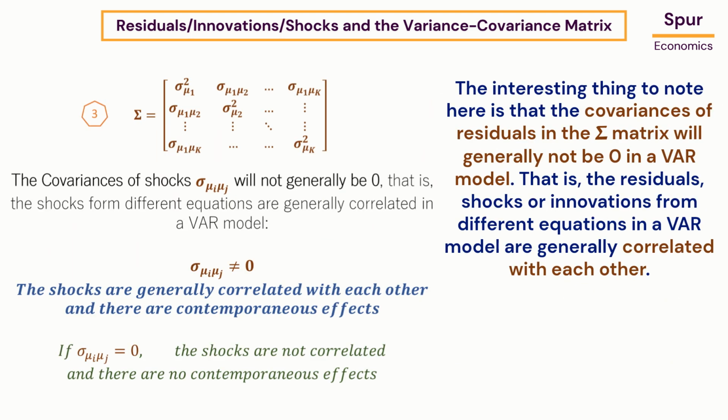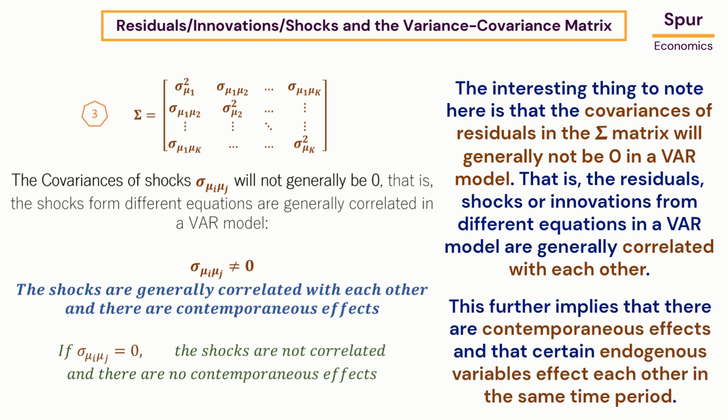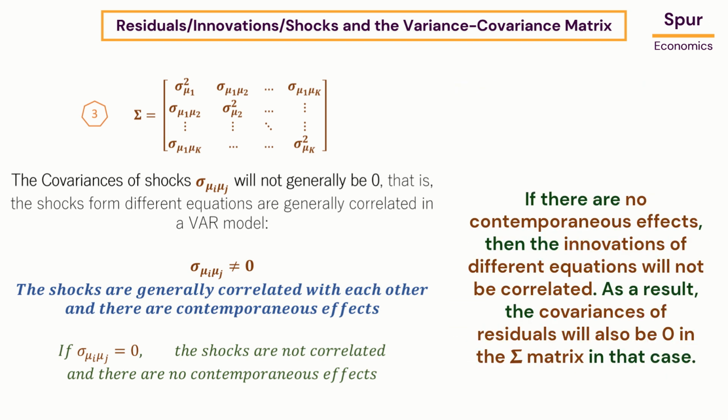The interesting thing to note here is that the covariances of residuals in the sigma matrix will generally not be zero in a VAR model. That is, the residuals, shocks or innovations from different equations in a VAR model are generally correlated with each other. This further implies that there are contemporaneous effects and that certain endogenous variables affect each other in the same time period. If there are no contemporaneous effects, then the innovations of different equations will not be correlated. As a result, the covariances of residuals will also be zero in the sigma matrix in that case.